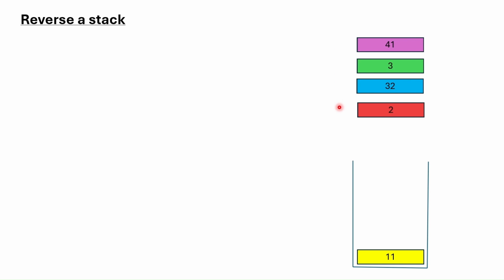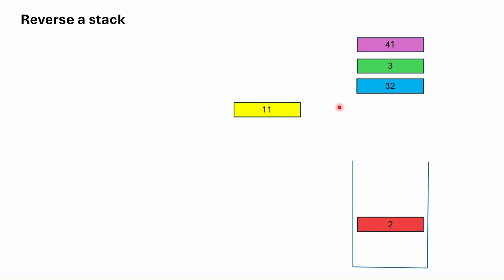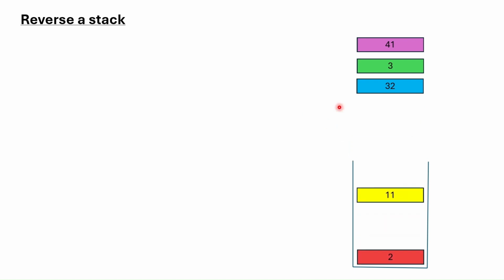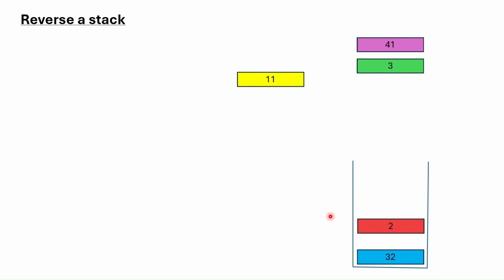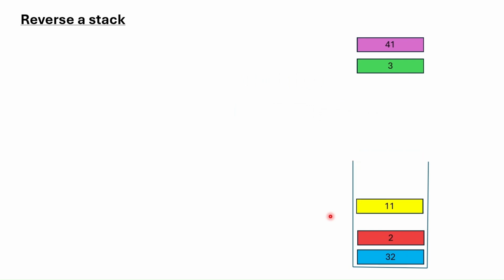So let's now look at it. Now push this 2 at the bottom. To push this 2 at the bottom, we need to pop 11. Then we push this 2. Then push 11. Now we push this 32 at the bottom of the stack. To do so, we need to pop 11. Then we pop 2 and then we push 32. Then we push 2. Then push 11.